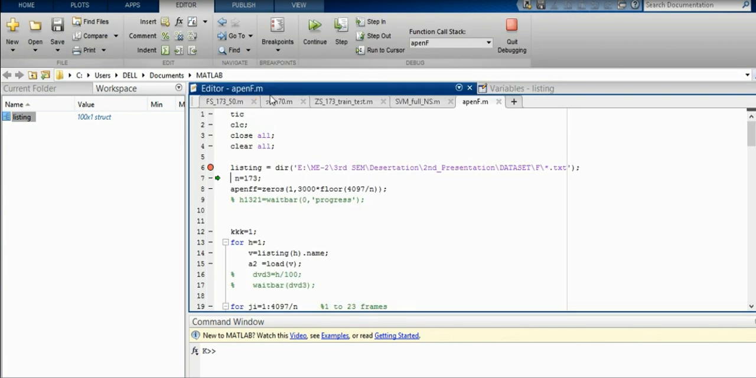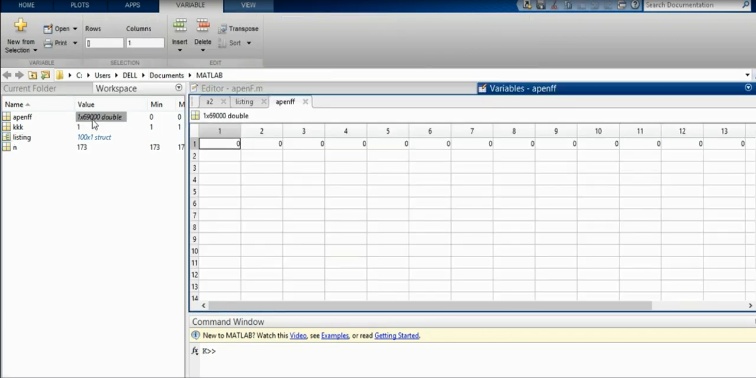This is F001 to F100. Then here we divide it into 173 frames. Then we take all zeros to store the data, and we list all the data sets, because F001 contains 4097 samples. So first of all we call the first file set, and here we can store all 69,000 values, so first of all this is the space for 69,000 values.